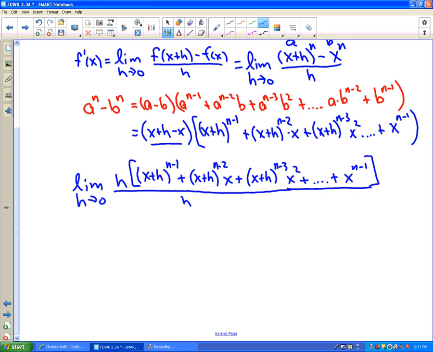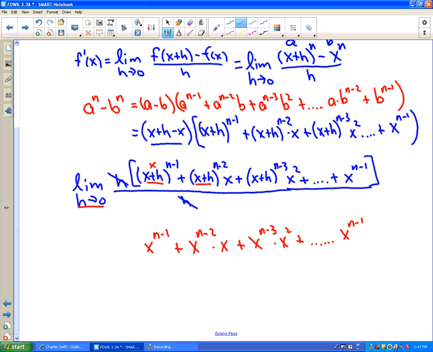Now with our limit, as we look at it here, the h over h is going to reduce to 1. And since h is approaching 0, this expression is approaching x. So my first term is going to be x to the n minus 1. My next term, again, this is approaching x, so I have x to the n minus 2 times x, plus x to the n minus 3 times x squared, plus, and so on, x to the n minus 1 at the end.